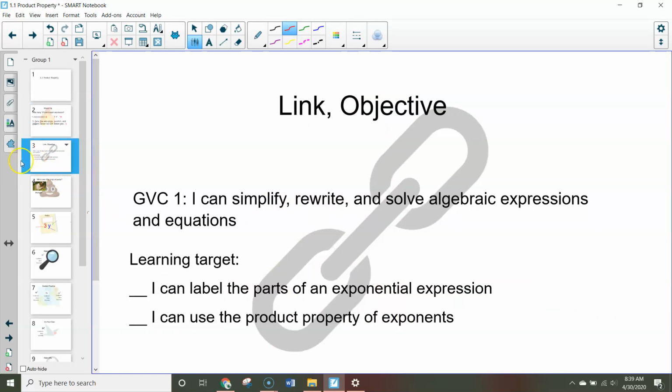Okay, so the goal for today, the GVC, is I can simplify, rewrite, and solve algebraic expressions and equations. Our learning targets for today, so by the end of this lesson, you should be able to label the parts of an exponential expression and use the product property of exponents.